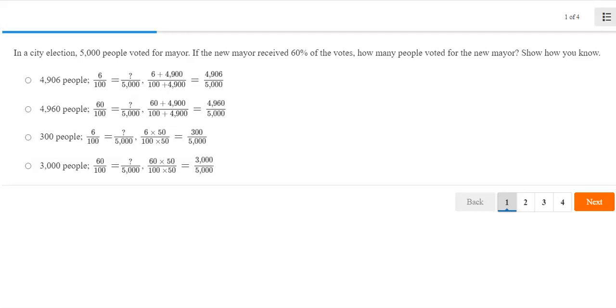This is Module 7, Lesson 3, Check Understanding. You can find this on page 222, or you can follow along online.